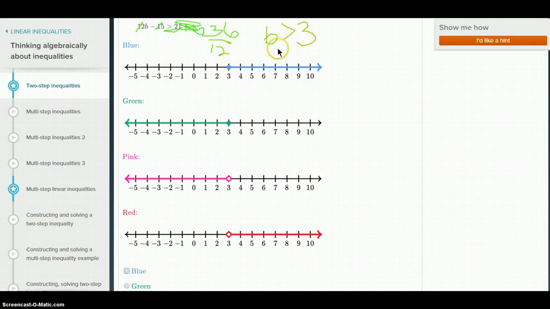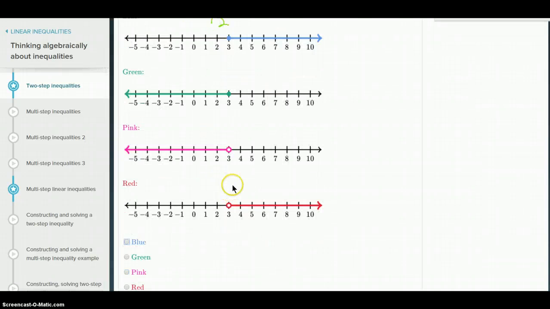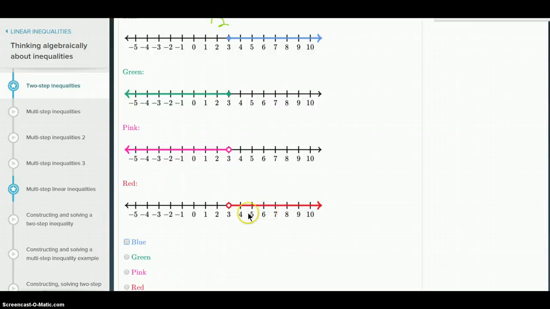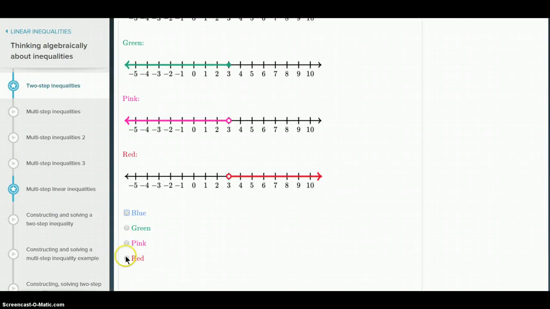Okay, so the value is not going to include 3, and it's going to be going towards values that are greater than 3. So it can't be this one, because this closed circle means that it includes 3. Can't be this one for the same reason, and it goes in the negative direction. And this one goes in the negative direction. Okay, so this one here does not include 3, and it includes values that are greater than 3. So the answer is red.